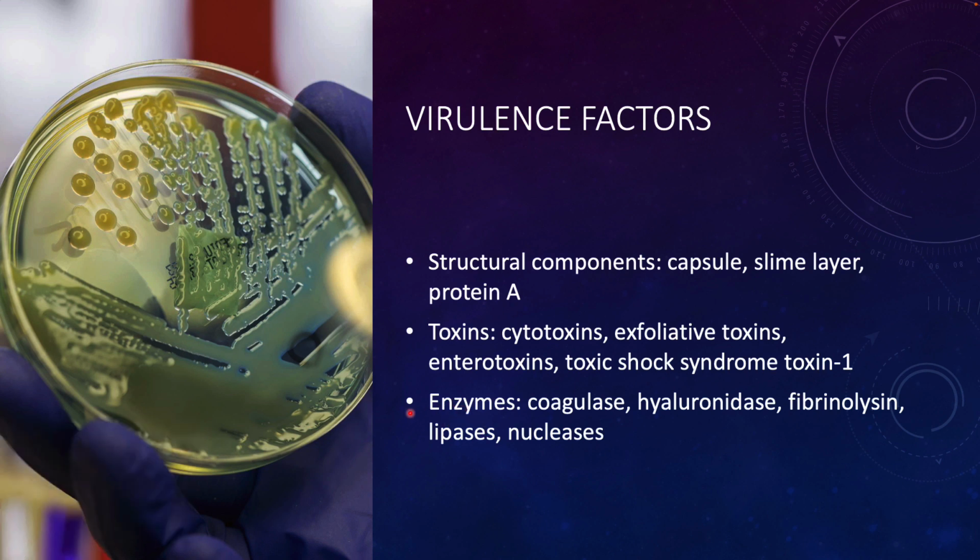Okay, so now we'll go back and now we have our enzymes that can be produced. And this is not an exhaustive list, but it's a pretty good one. So coagulase, which can cause blood clotting, hyaluronidase and fibrinolysin, which help to break down various components of connective tissue like hyaluronic acid and fibrinogen. Also lipases, which can break down our tissue, especially our cell membranes, and nucleases, which can break down DNA.